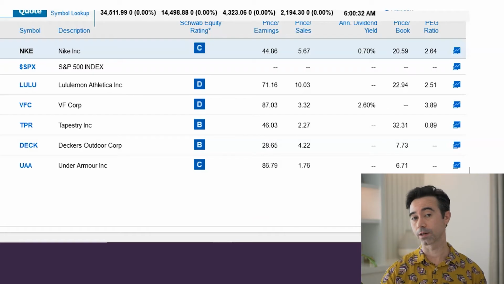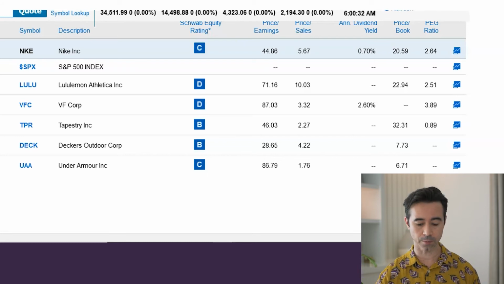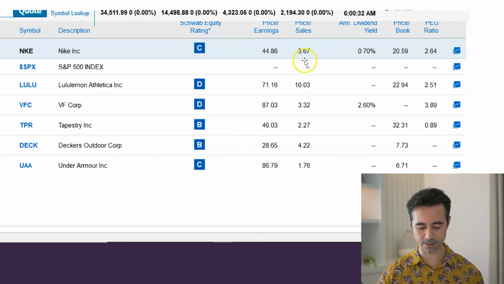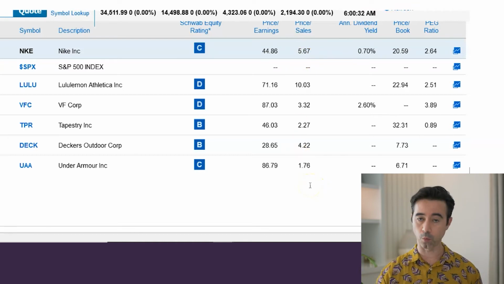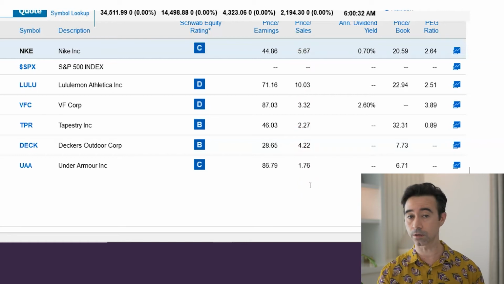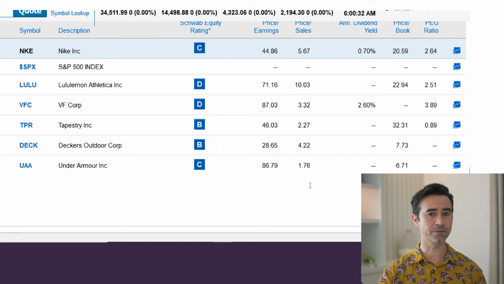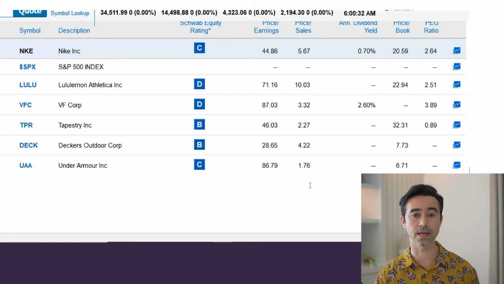Again, we're going to go in and compare this to, let's say, Under Armour. So we'll look at Nike. Nike has about 5.67. Remember, this was the other day, so numbers are a bit different. And then we have Under Armour at 1.76. So Under Armour is not selling at a very high multiple of their sales, which then makes you think, why is the price to earnings ratio so high, but the price to sales ratio is actually low, and the price to book is kind of low? So then you want to look into why that is.